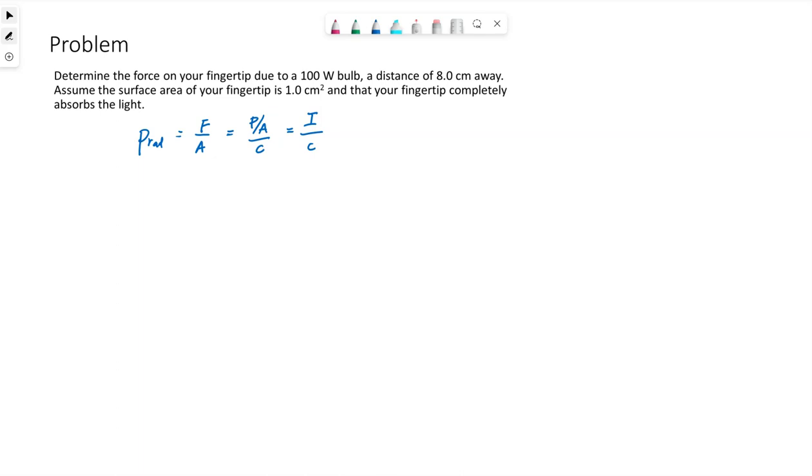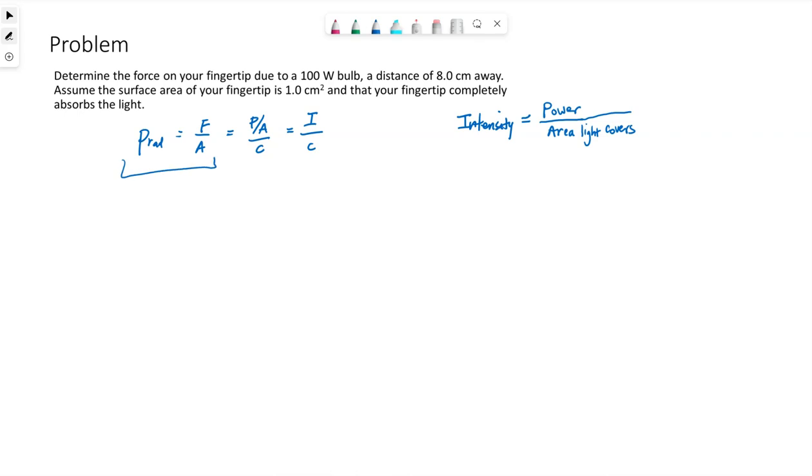So I is the intensity. We'll need to find the intensity of the light where our finger is placed. That comes from knowing the power of the light bulb and the area the light spreads over or covers. This intensity has nothing to do with our fingertip. Our fingertip is not emitting the energy. It's going to absorb energy, which takes us back to the radiation pressure.